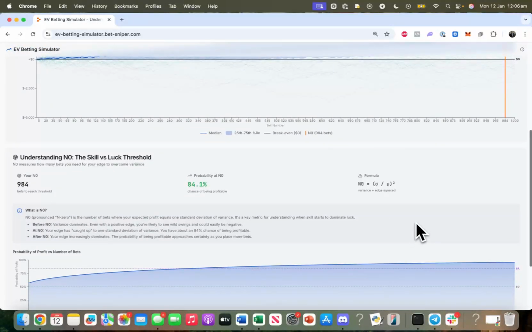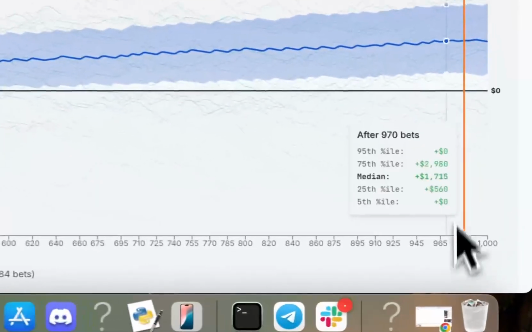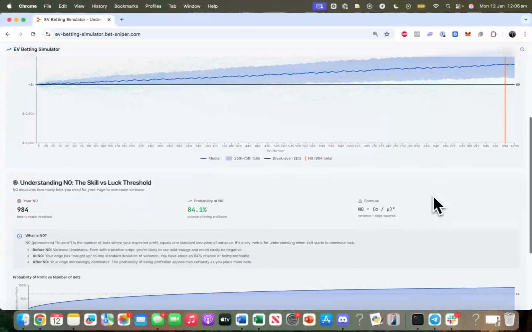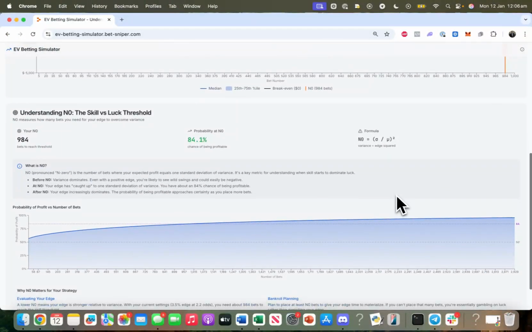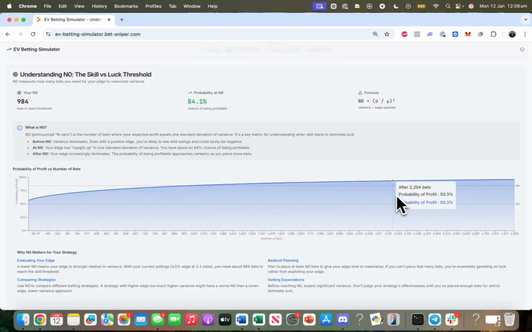We also show what N0 is, and you can see here we've marked it as N984. N0 is the number of bets where your expected profit equals 1 standard deviation of variance. It's a really strong indicator for when you can expect any short-term luck to be overcome by your EV. So for this strategy, the N0 is 984. If you want to implement this strategy, you want to be doing almost 1,000 bets before you can overcome any short-term variance. And for any given EV strategy, you should not really be drawing any conclusion until you've reached this number.